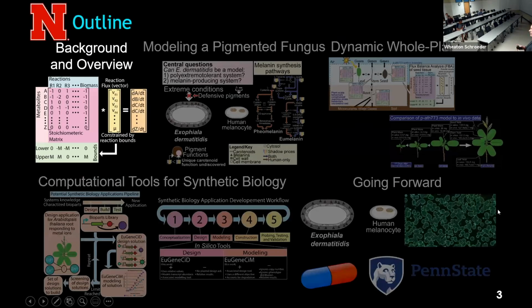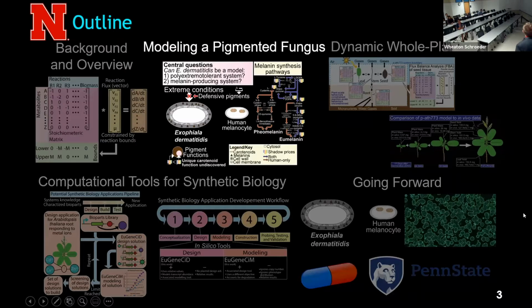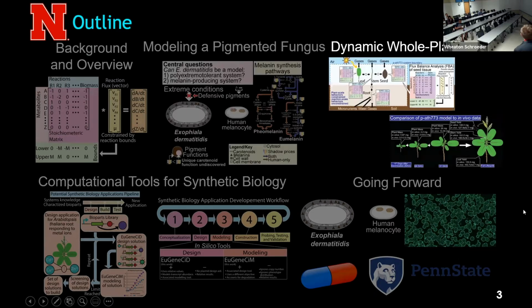So I'd like to start by giving a bit of background about the field of systems biology and the kind of models that we use. Then I would like to talk about the first model that I developed, which is a model for a pigmented fungus, and how this led me down the research path of building tools for genome-scale models. Then I would like to talk about a dynamic whole plant model that we used. The first one used one tool, the second one used another tool.